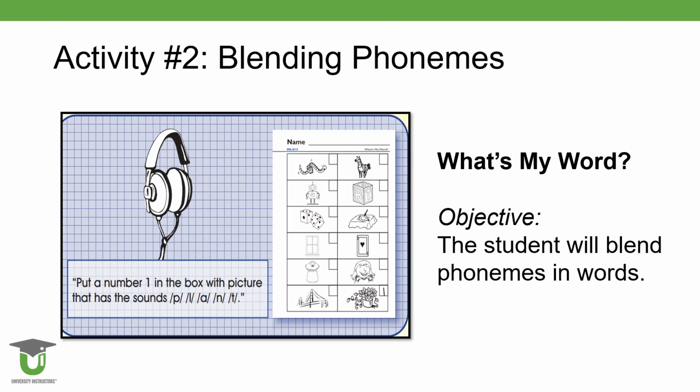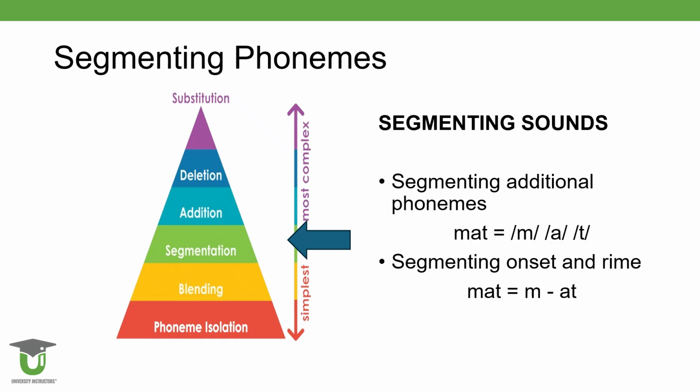It's important to include a self-check answer key with this activity. The third layer in the pyramid is phoneme segmentation. Segmentation is the ability to divide a spoken word into its component sounds or phonemes. In a segmentation activity, students are given a word like mat, and then they must segment it or stretch the phonemes.